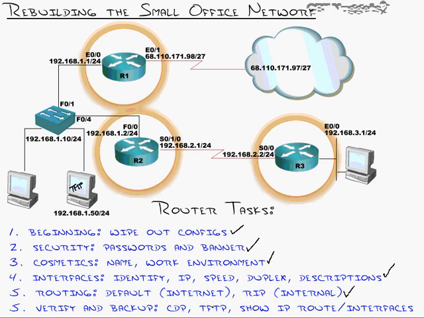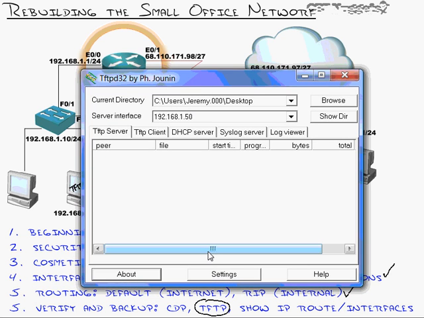Now, TFTP, this was something that we didn't do in the initial video. I just backed up my configuration through Notepad because TFTP is useful for backing a bunch of configurations up to a centralized server. First things first, TFTP server of choice, this one right here. TFTP D32 by, I think it's Phil Jonin. Just do a Google search for TFTP D32. It's free. You can download it, install it on Windows, and it is a great TFTP server platform.